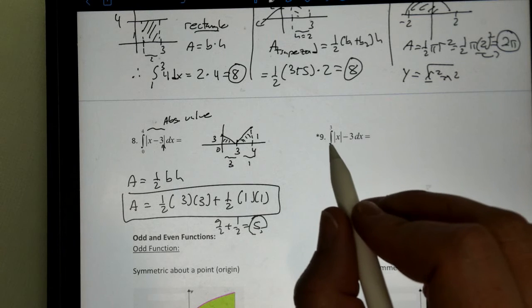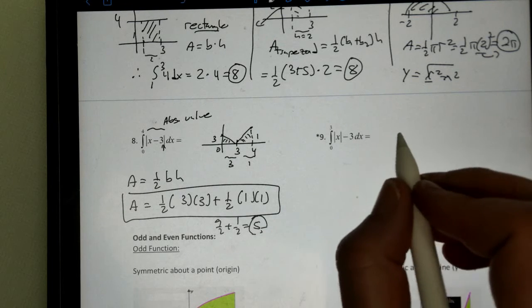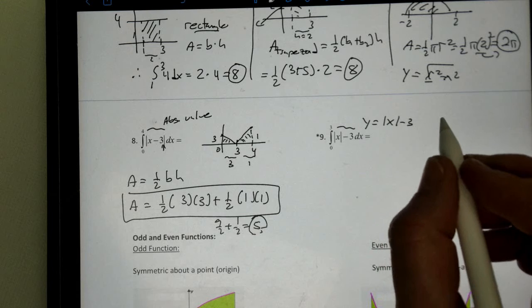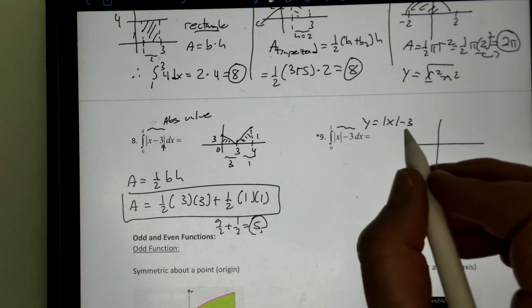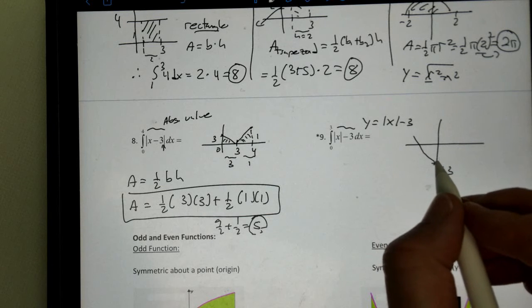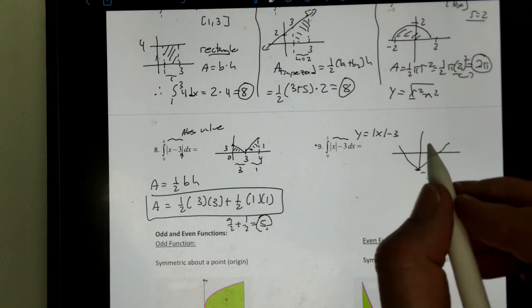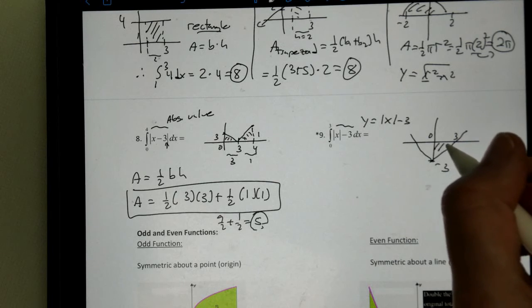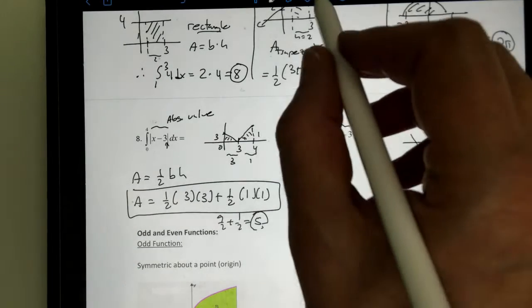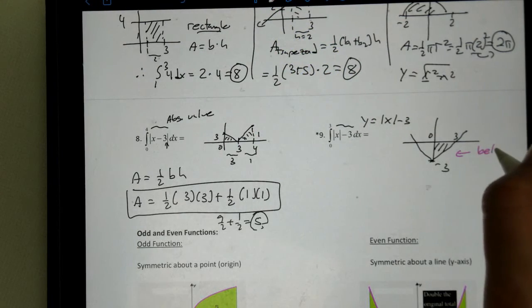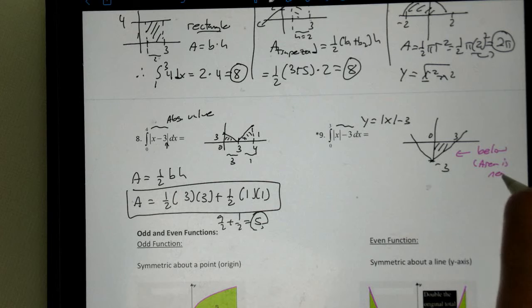Number 9 gets a little bit trickier for us. Let's graph this one. If we were to graph our function here, y equals the absolute value of x minus 3, let's take a look at what this looks like. My y-intercept here is negative 3. And there is my function. We only want the area between 0 and 3. But if you notice, we are below the x-axis. And we talked yesterday and the day before, if we are below the x-axis, we say the area is negative.